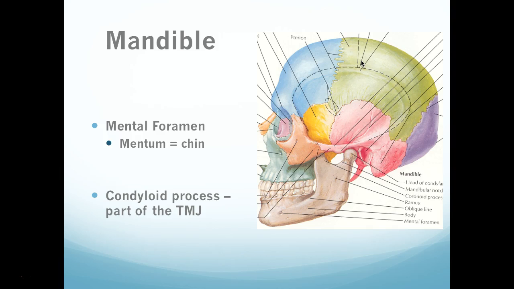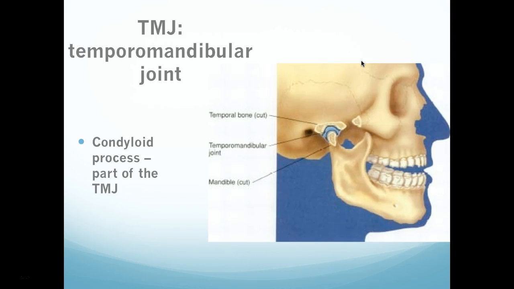remember mental foramen. And your condyloid process, which is a part of your TMJ, or also known as your temporomandibular joint here, is also a part of the mandible. And there's your mental foramen. Here's your TMJ, a close-up look here, and you could see your condyloid process coming together with what's known as your mandibular fossa on your temporal bone.